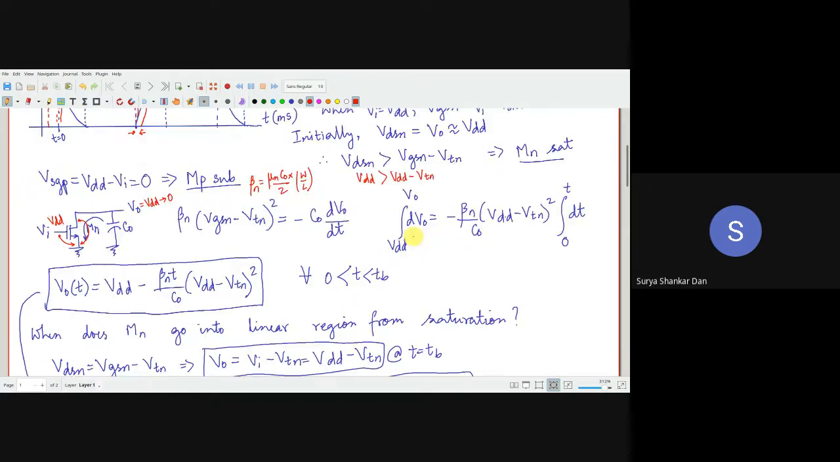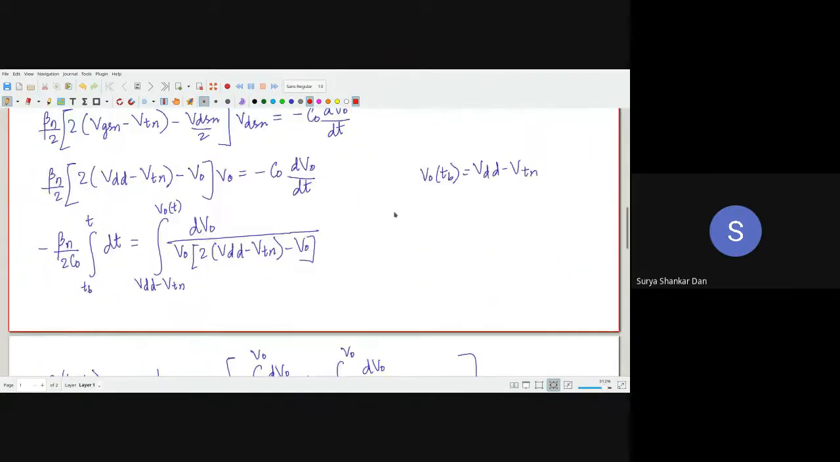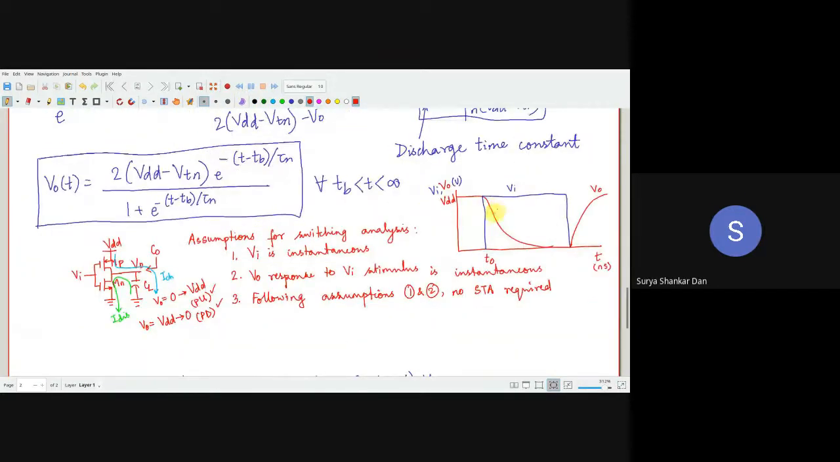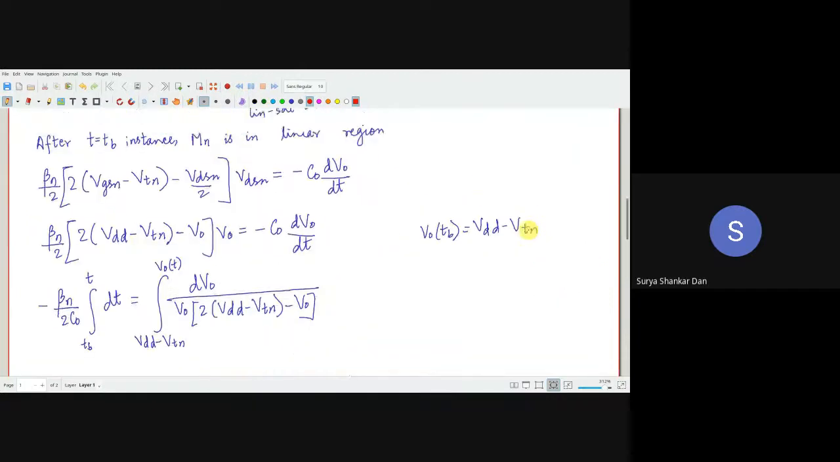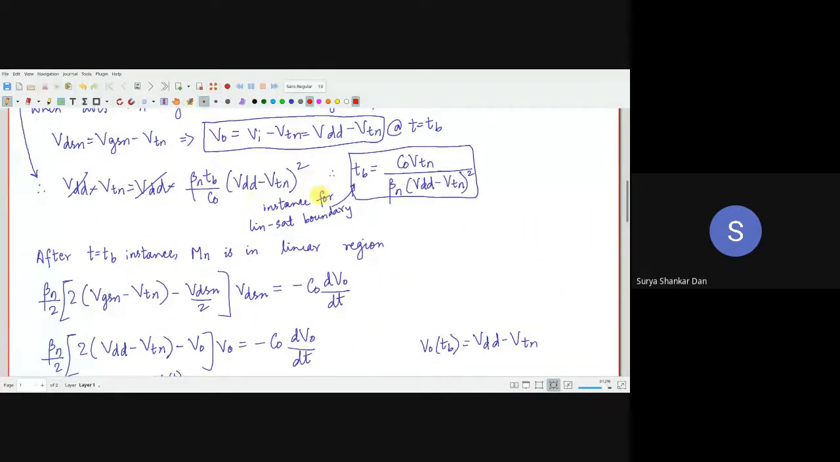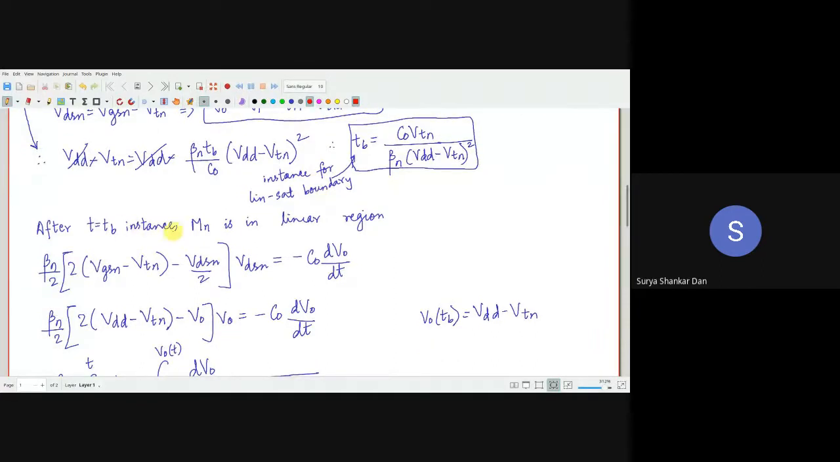So in this, where did I draw it? In this instance, what we understand is, let us say if this is your T0 plus TB, that means this is your TB here, then after this point, NFET goes into linear. Okay. All right. So after this, what is going to happen? After T equal to TB instance, MN is in linear region.